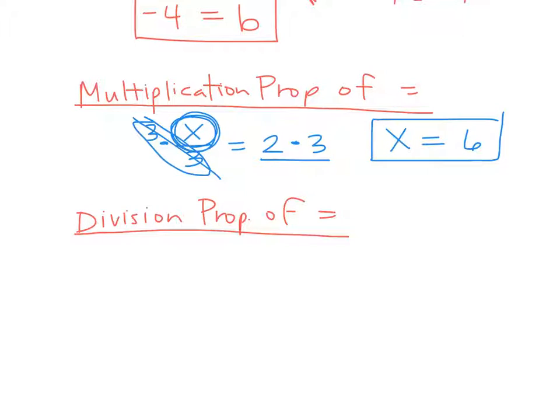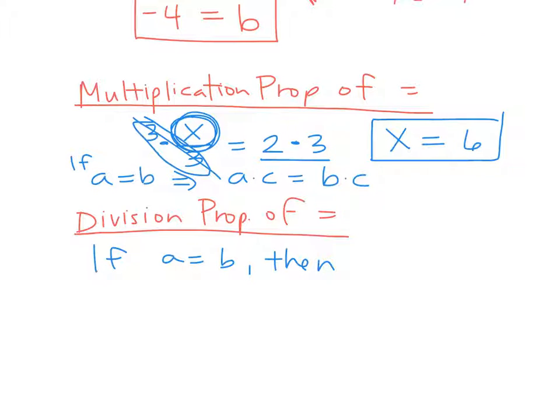Basically, we're saying if A equals B, then A times C will equal B times C, right? If A equals B, then A times C equals B times C. Okay, that's the multiplication property. The division property says if A equals B, then A divided by C will equal B divided by C.